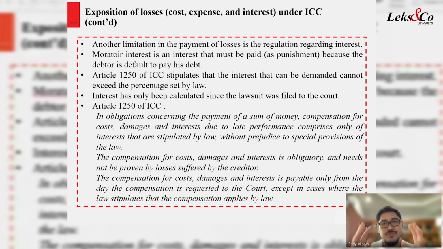So if you claim the 50, you can only request 6% of 50 as interest, and it will only be calculated from when you file a claim through the court, until the decision is given. Or you can request a higher interest rate. Okay, we're still having some slides, so I will move a bit faster now.